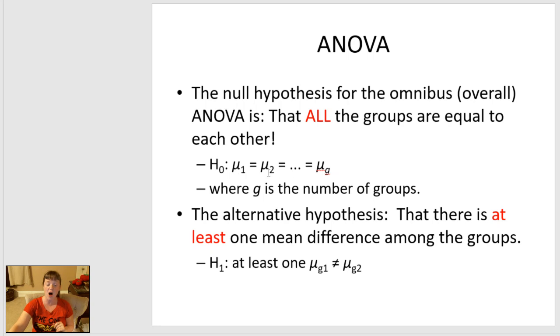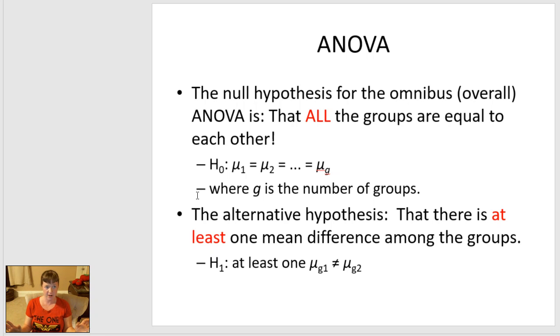And that's why we have this symbology here. Mu1 is equal to mu2 is equal to however many averages you have, all the way to mu sub G, which is just a symbol that indicates you can have as many averages as you want, and the null will say that they're all exactly the same. The alternative hypothesis is the mutually exclusive, collectively exhaustive opposite of that. And if the null is that they're all exactly the same, then the mutually exclusive, collectively exhaustive opposite is that at least one group is different from one other group.